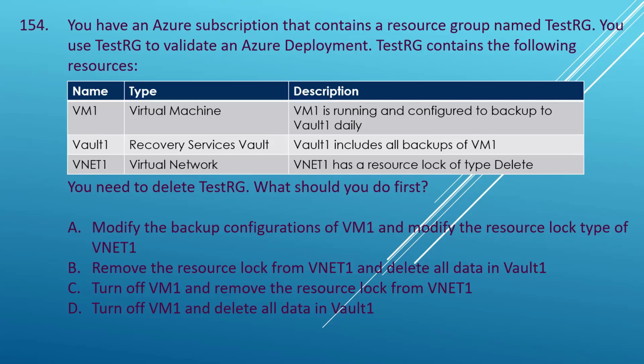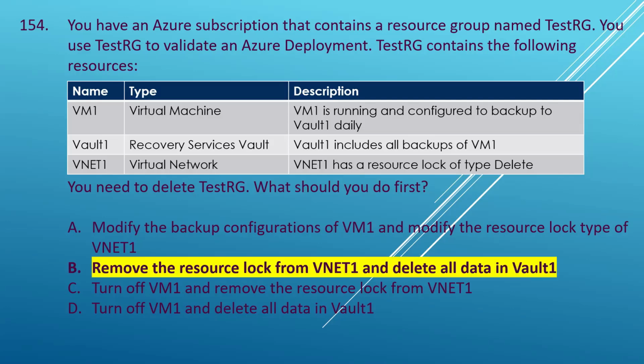And you should also know that you cannot delete Vault that contains backup data. So before you attempt to delete test RG1, you need to remove the resource lock from VNet 1 and delete all data in Vault 1, which is option B. Friends, I hope you now understand why option B has been chosen as the correct choice here.